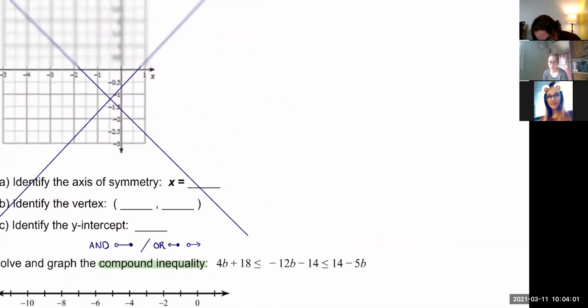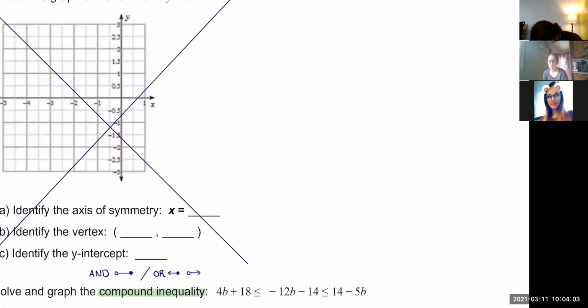Now, this one's going to take a little bit of space. So since we're not using the space up above here, what I'm going to do real quick is copy this one down, so I don't have to try to cram my work into one space. So I'll have 4b plus 18 is less than or equal to negative 12b minus 14 is less than or equal to 14 minus 5b.